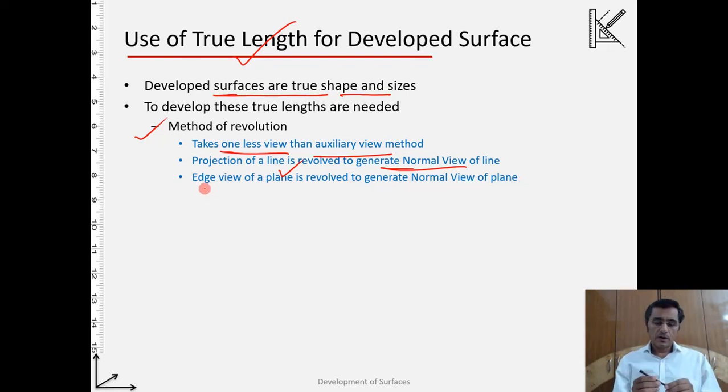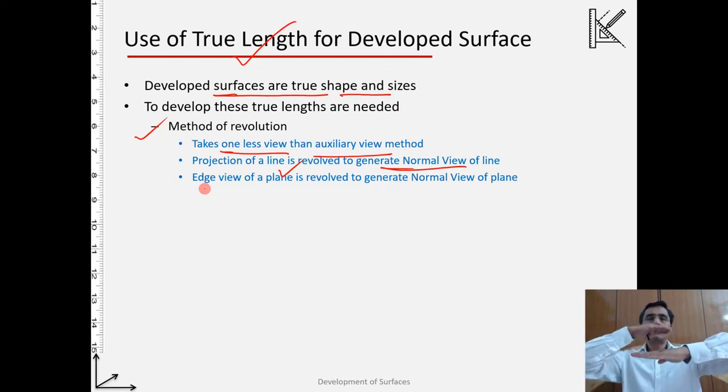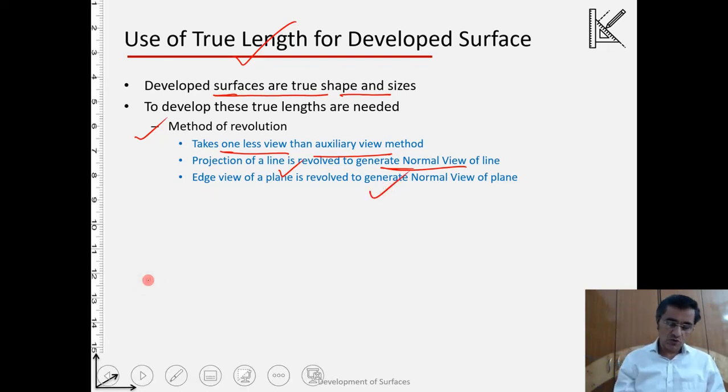So if a line is revolved, as I just gave the example, by revolving this line I can create this normal view, or the true length I can generate. If I'm given the edge view of a plane, for example, this is the edge view of a plane, I can rotate this edge view so that it becomes parallel to the horizontal. If the edge view is parallel to the horizontal, this plane will project onto the horizontal as a normal view. So by rotation of the edge view, we can create the normal view of a plane also.